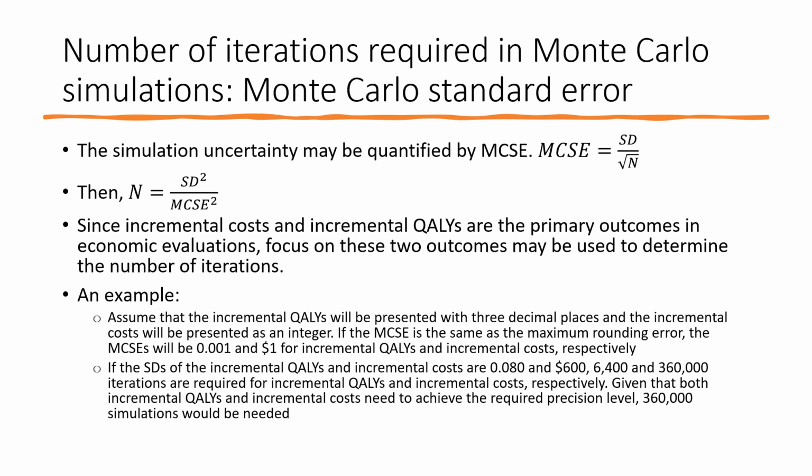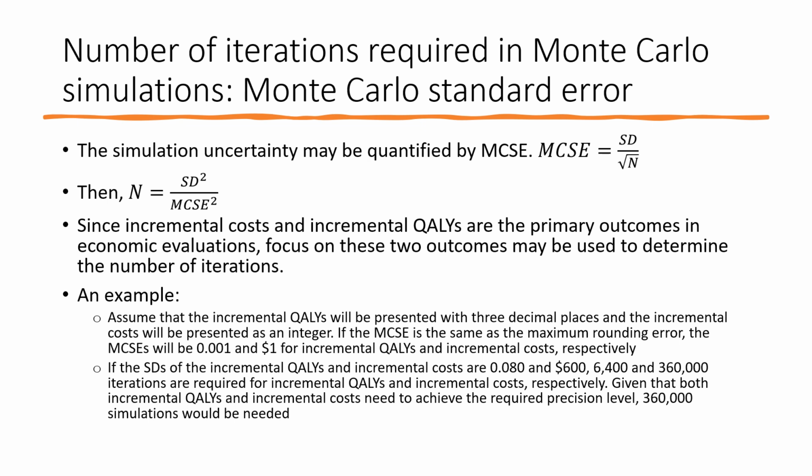Monte Carlo standard error is calculated from the standard deviation of the model outputs divided by the square root of n iterations. Since incremental costs and incremental QALYs are the primary outcomes in economic evaluations, focus on these two outcomes may be used to determine the number of iterations. Health economists may then select the number of iterations with acceptable accuracy.